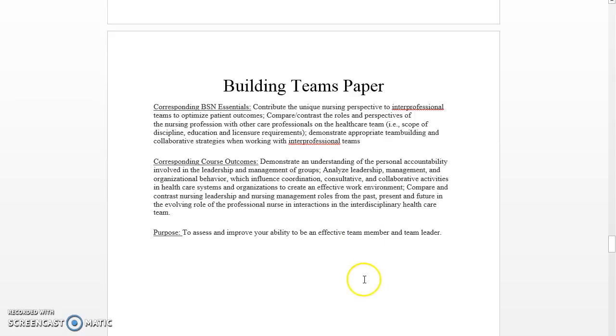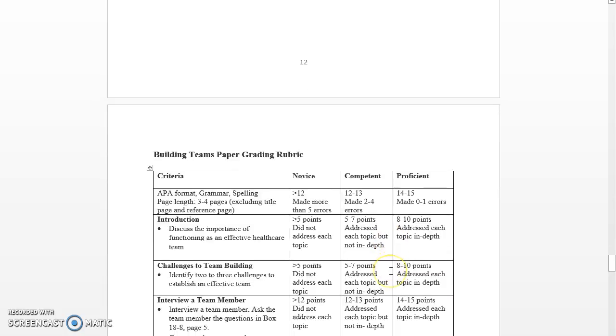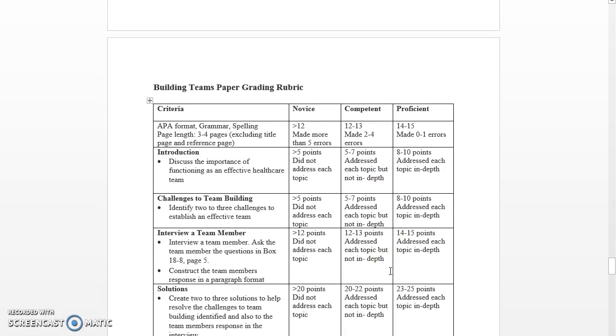Your building teams paper is the first paper that you will do in this course, and here are the outcomes that we are meeting with this paper, just so you know that we're not constructing this assignment just to make an assignment. There are certain outcomes that we need to meet for the course. And here is your rubric. I think it's pretty self-explanatory. It's 3 to 4 pages.